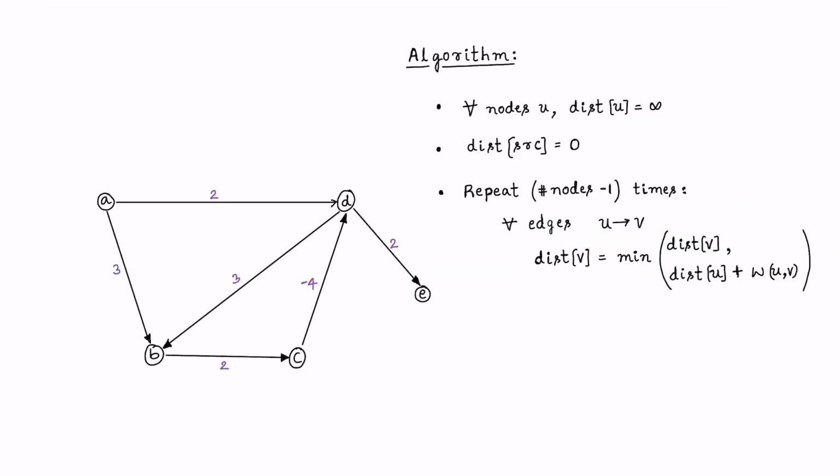So here is the pseudocode for the Bellman Ford algorithm. We start off by setting distances to all the nodes as infinite.